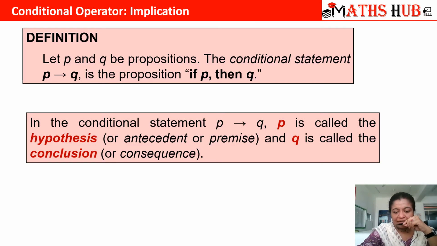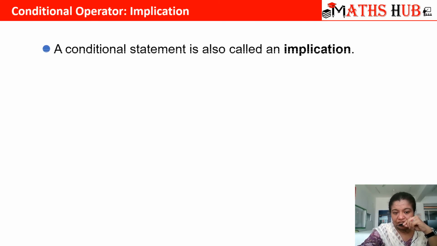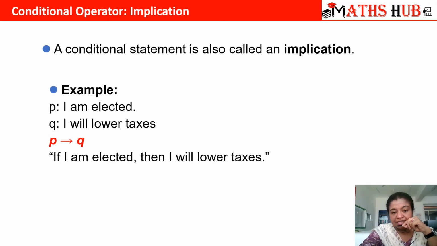Now let us understand this conditional operator with the help of an example. A conditional statement is also sometimes called an implication. So let's take an example. The first proposition P is "I am elected," and the second proposition Q is "I will lower the taxes." So P implies Q becomes: if I am elected, then I will lower the taxes, right? That means only if this condition holds will I lower the taxes, right?